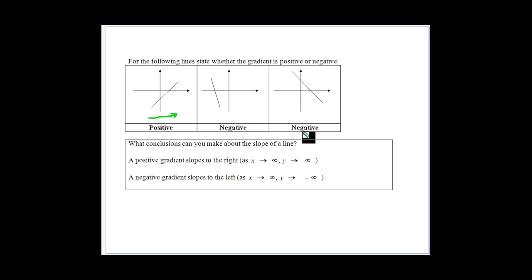So what conclusions can we make about the slope of a line? Well, hopefully you make these kind of conclusions. A positive gradient slopes to the right: x gets larger, y gets larger in a positive direction. And a negative gradient slopes left, so as x gets larger in the positive direction, y approaches negative infinity, or gets larger in the negative direction. So that's what the gradient means.